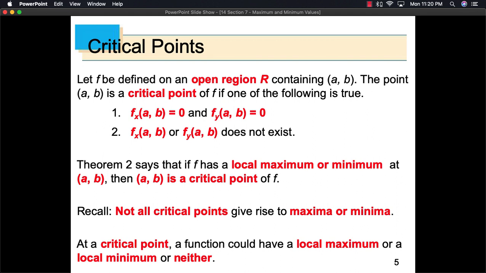So to clarify, at a critical point, a function can either have a local maximum or a local minimum or neither.